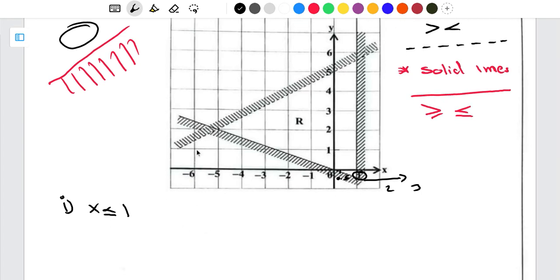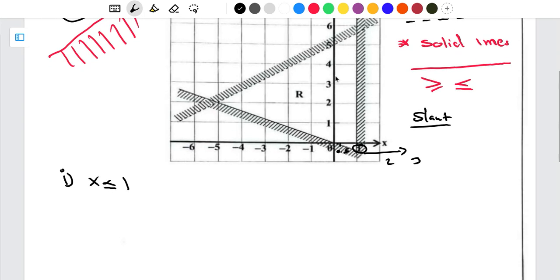Now let's come to these lines here which are cutting at 1 point, but they are slant. They are not cutting at 2 points, but they are slant. They are not straight like this one. So let's start with this one here. According to what we can see here, this is the dotted line. So we have to use one of these, greater than or less than.